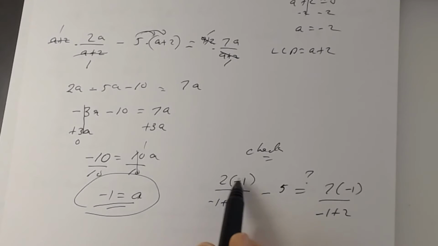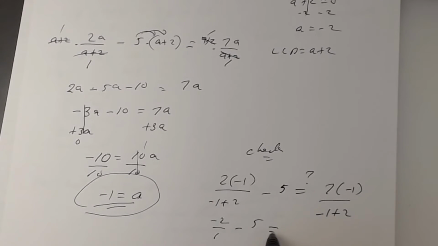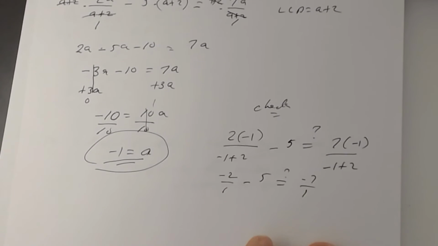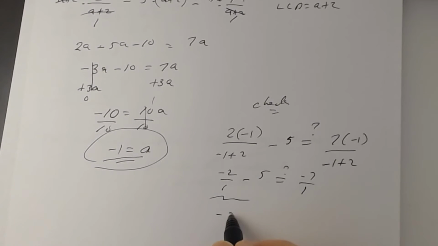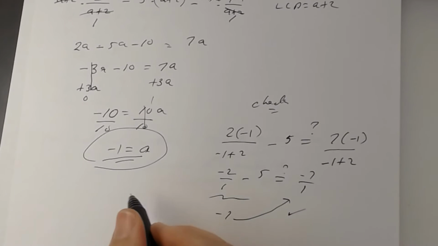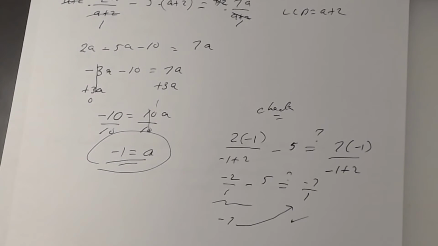What's this numerator? Negative 2. What's this denominator? 1. So that's negative 2 over 1, right? Minus 5. Check and see if that's equal to. What's this numerator? Negative 7. Over what? 1. So what's negative 2 and a negative 5? Negative 7. And is negative 7 equal to negative 7? Yeah. So negative 1 is a solution. Okay? All right, so that's number 3.